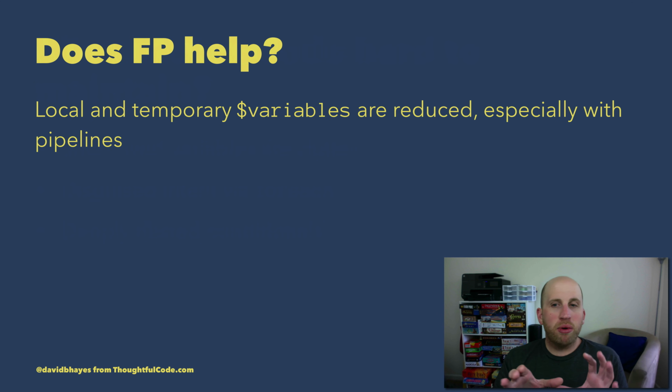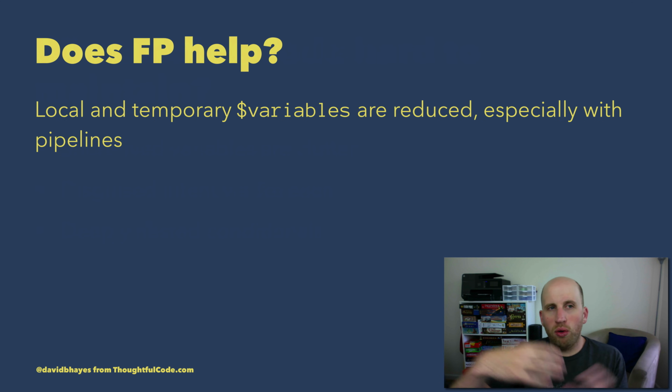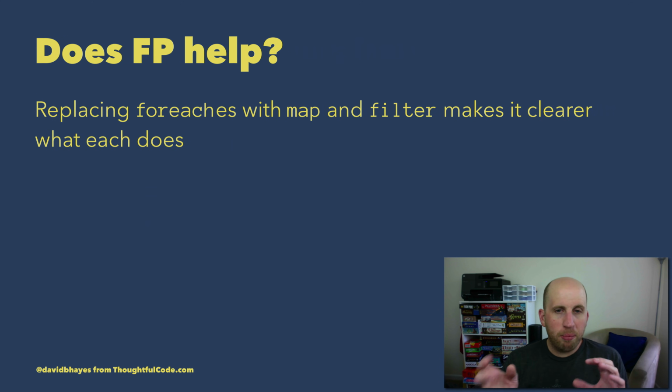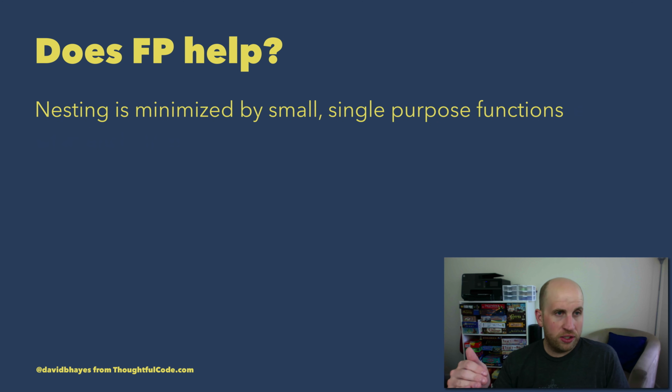So local and temporary variables are reduced, especially when we've got collection pipelines. Because if you remember on that refactoring we just did, we ended up with just the final thing that we wanted to come out of that whole set of transformations as the only variable involved in the system. So we have fewer temporary variables that clutter up the whole thing. By replacing for eaches with map and filter, it's very clear what each previous for each loop is going to do. Because we've eliminated that ambiguity about, well, is this for each going to select things or eliminate things or just transform it in place? All of that becomes clear when you get rid of your for eaches.